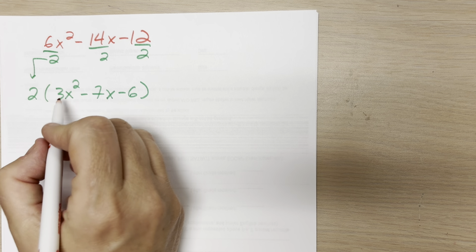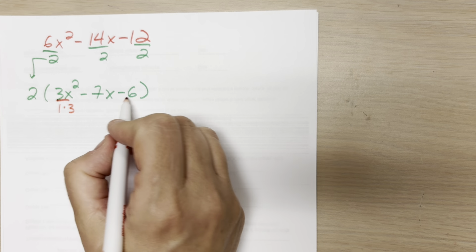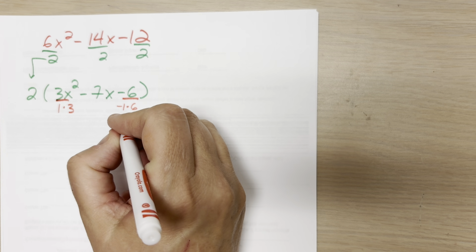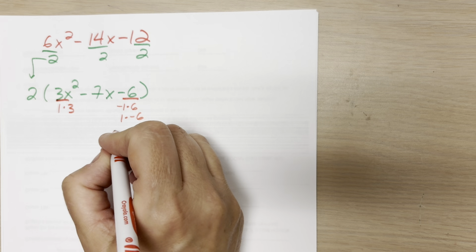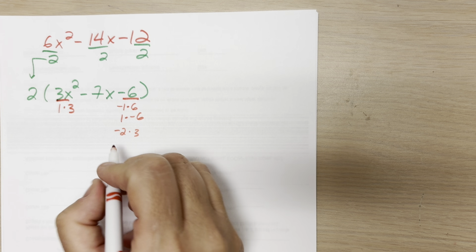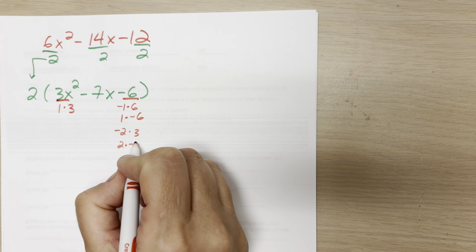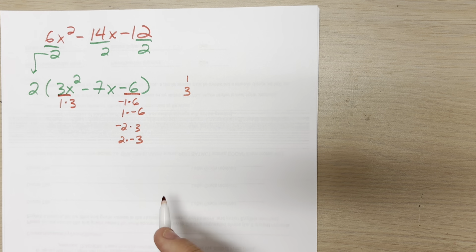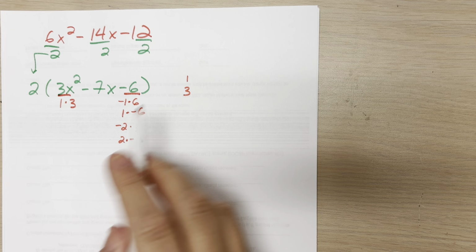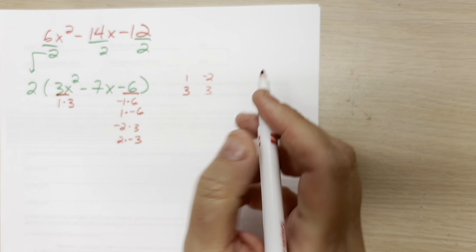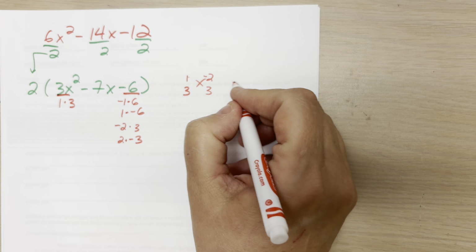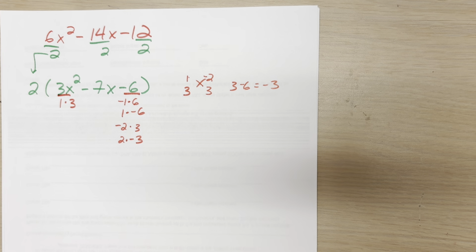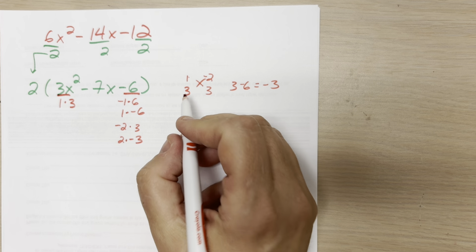All right, factors of 3, 1 times 3, and factors of negative 6: negative 1 times 6, 1 times negative 6, negative 2 times 3, and 2 times negative 3. We're going to start with the 1, 3. Again, these numbers are kind of close, so I'm going to look at these first. Negative 2, 3. Here we go. 1 times 3 is 3. 3 times negative 2 is negative 6. Combine them to get negative 3. That does not do it.